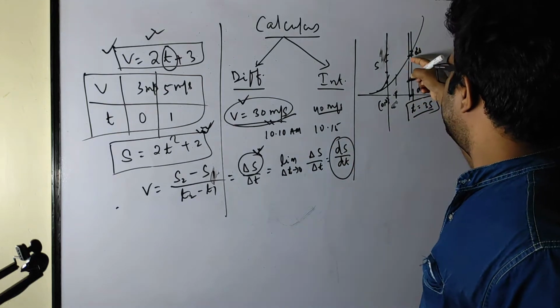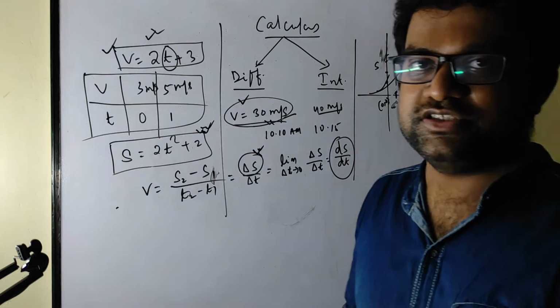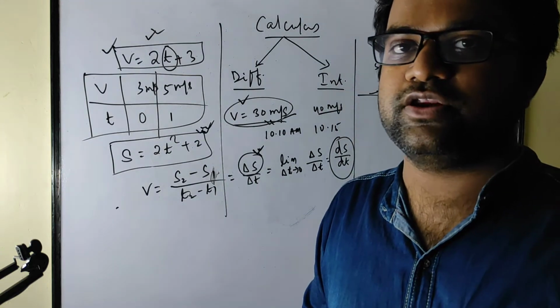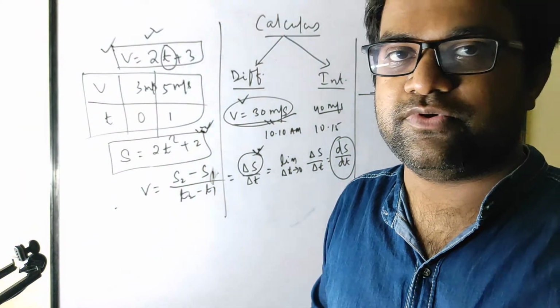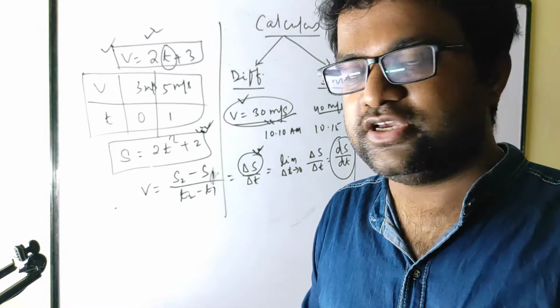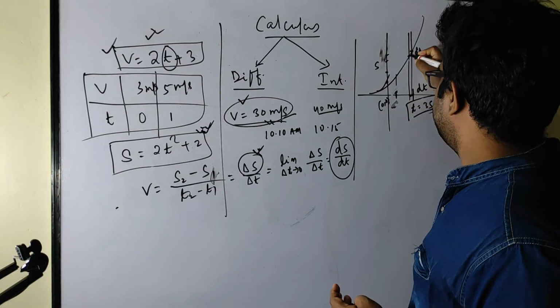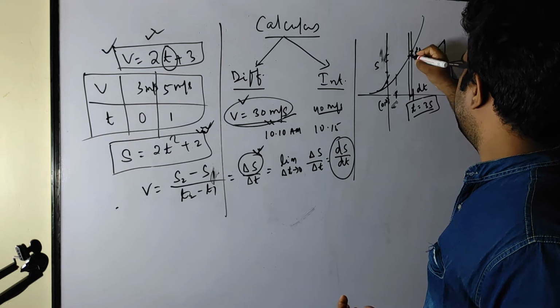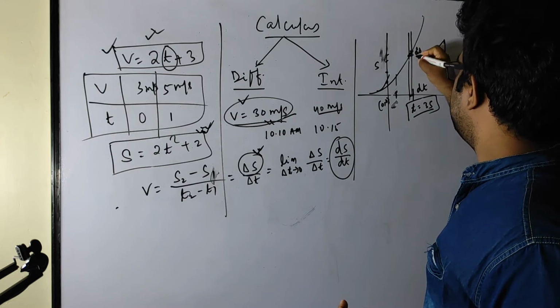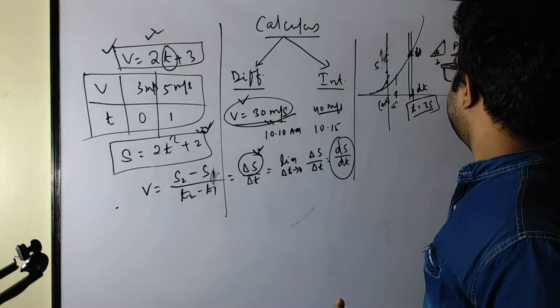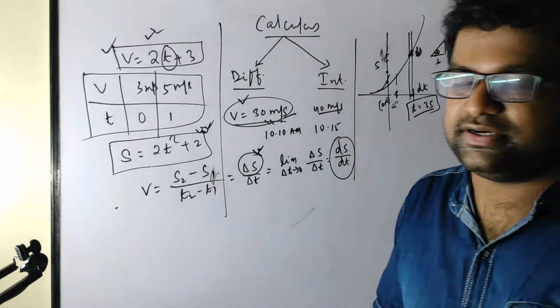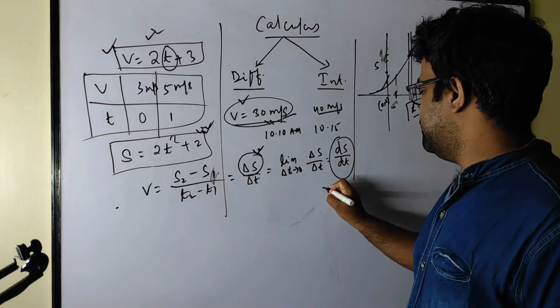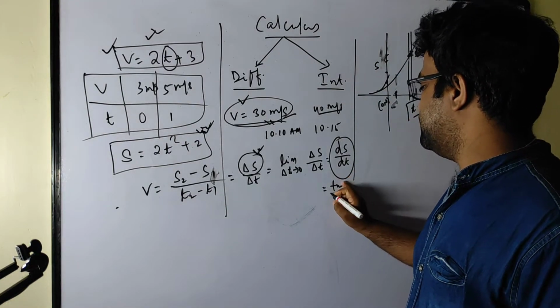So ds by dt is your differentiation, and in this type of curve we can call it the tangent, or tan theta. If you draw it like this, with angle theta, then ds is your perpendicular and this is your base, so p by b is tan theta. So you can write this as the slope, or also as tan theta.